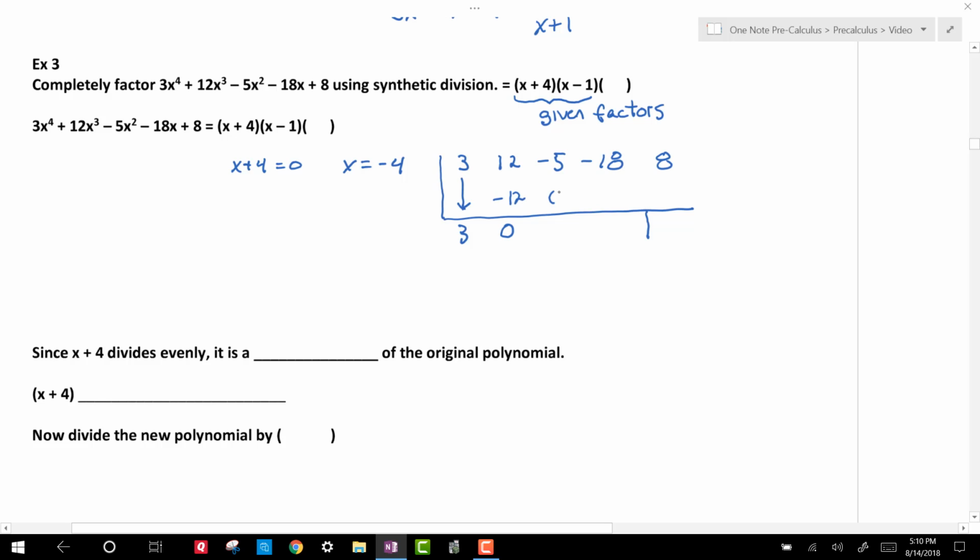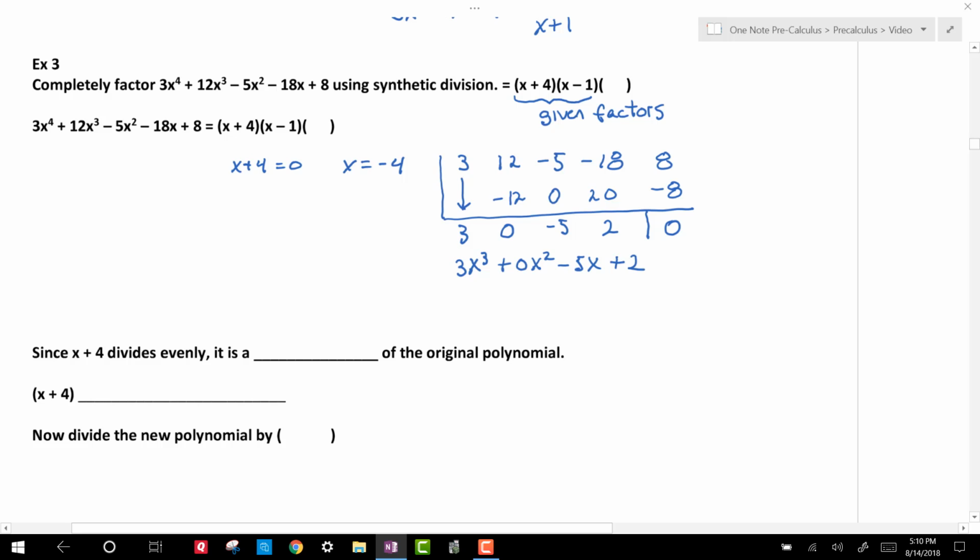0 times negative 4 is 0. I get negative 5 right here when I add. Negative 5 times negative 4 is positive 20. I add, I get positive 2. 2 times negative 4 is negative 8. And I get a 0 remainder. Which means what I have left here, after my first division, is 3x to the third power. Now there's only one reason I'm going to put down the 0x squared in this one, and I'll show it to you in a minute. Plus 0x squared minus 5x plus 2.